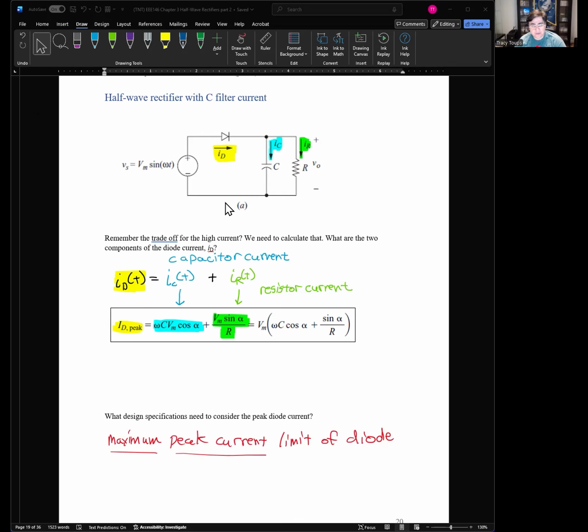Now we need to turn around and look at the current a little bit more. So remember, there's a trade-off for using a capacitive filter, and it's the high current.